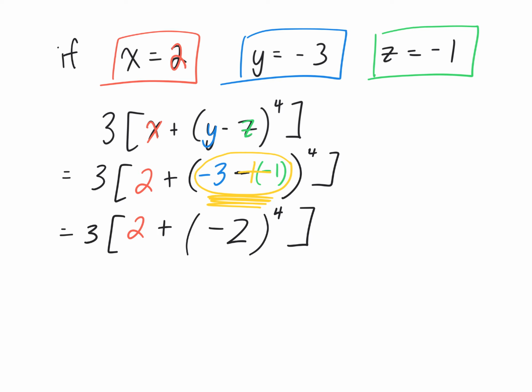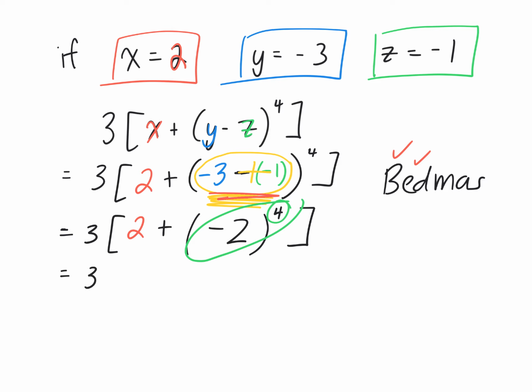What's the next step? BEDMAS. Well, we did brackets already. These are the brackets. Exponents. This is the exponent. So -2 to the power of 4. When you have a base that's negative and an exponent that's an even number, what's the answer? Negative or positive? Good. So we have 3 times 2 plus, what's -2 to the power of 4?